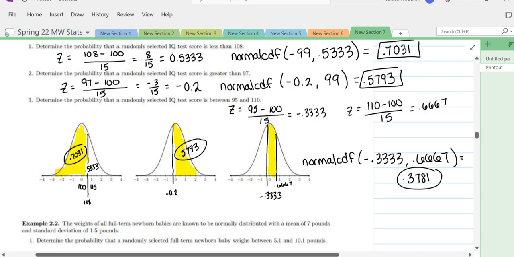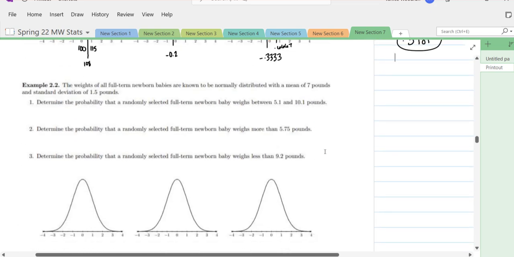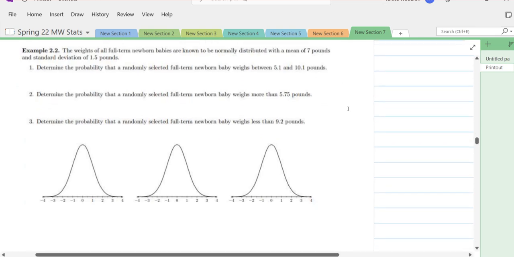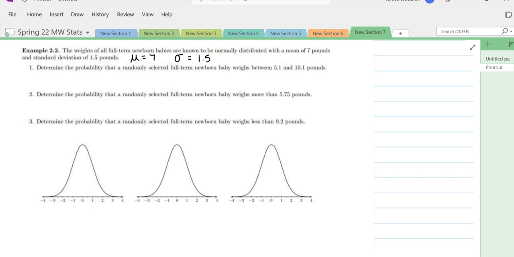All right, so we have one more question and then some practice, which I'll let you guys do on your own. Okay, so let's do another example here. The weights of full-term newborn babies are known to be normally distributed with a mean of 7 pounds, so our mean is 7, and a standard deviation of 1.5 pounds. Determine the probability that a randomly selected full-term baby weighs between 5.1 and 10.1 pounds.